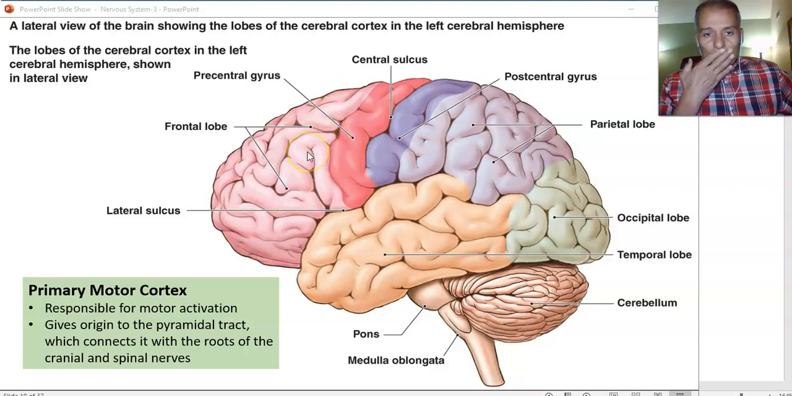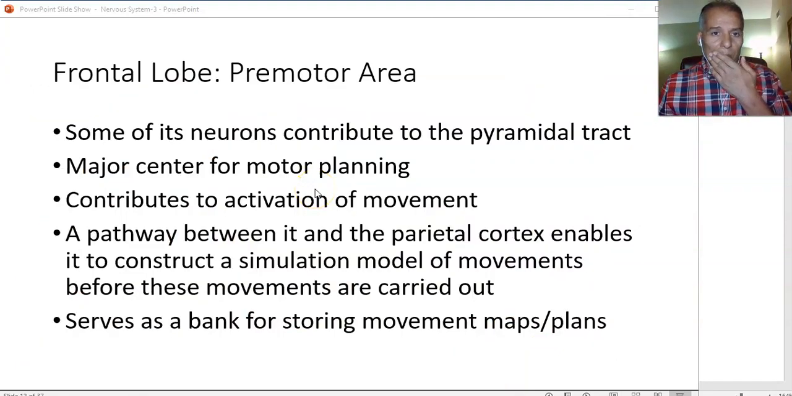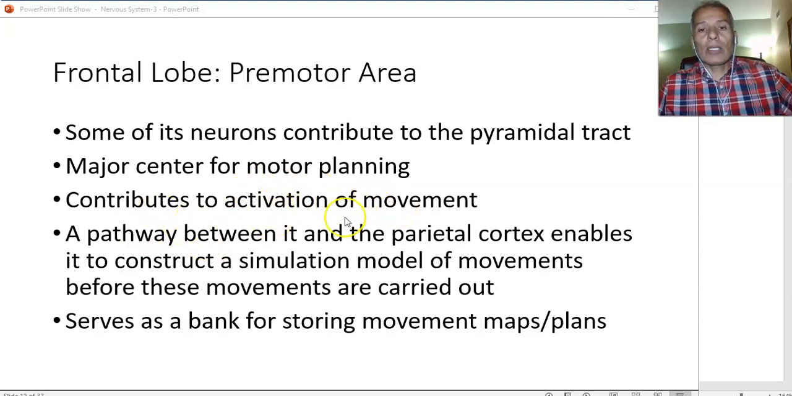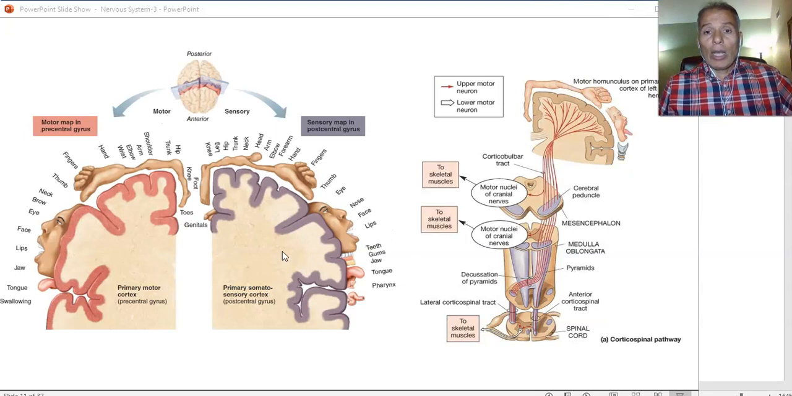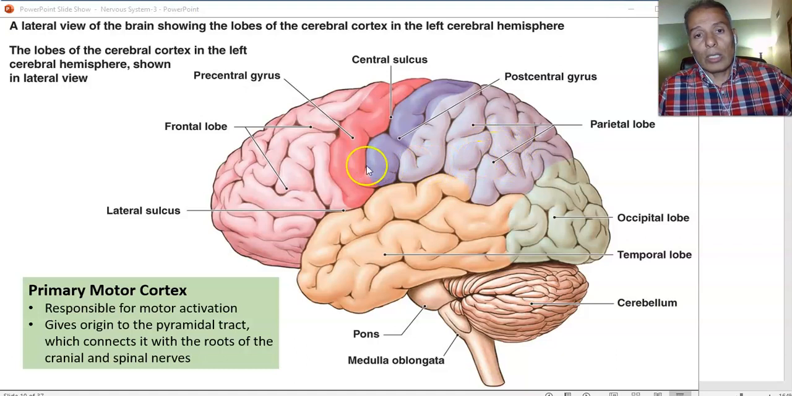Then this area, again, it contributes to, as I said, the activation of movement, but it also has a very important pathway that connects it with the posterior part of the parietal lobe. So it connects it with this area here. This area is basically the association cortex of the parietal lobe, called the somatosensory association cortex. So it is connected with the premotor area.